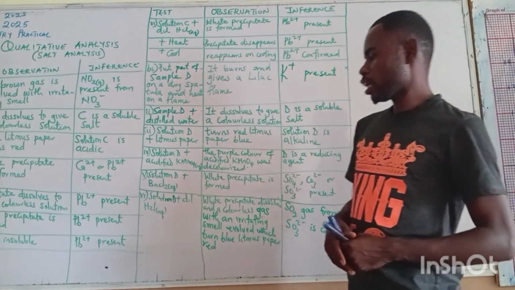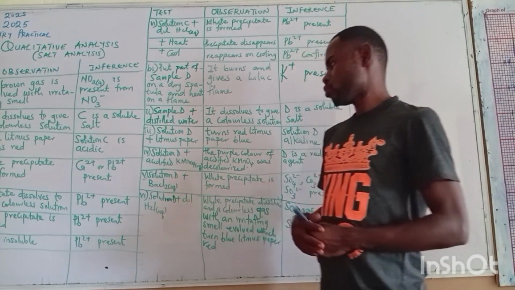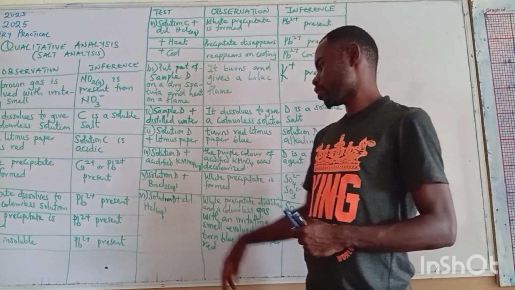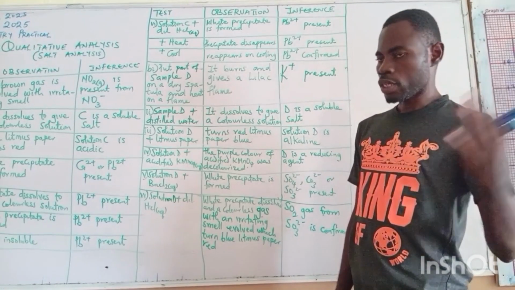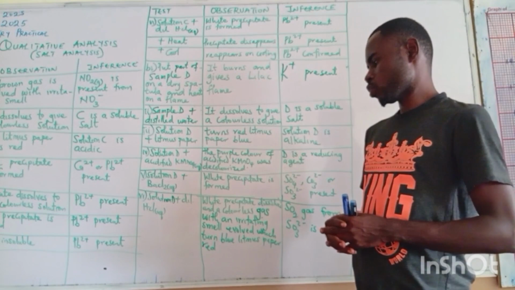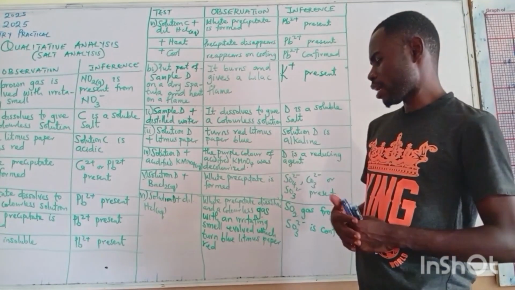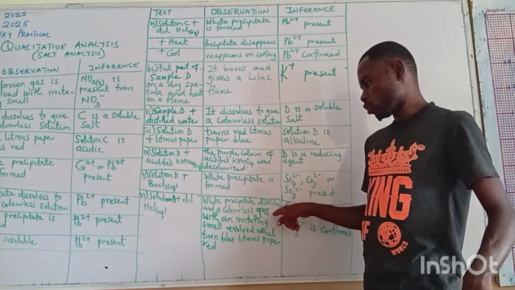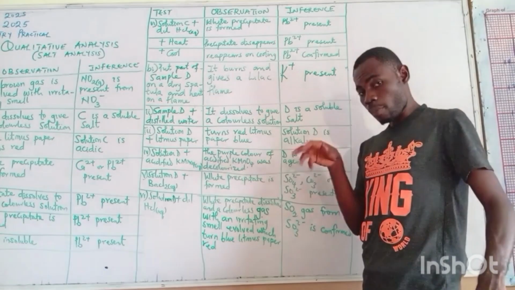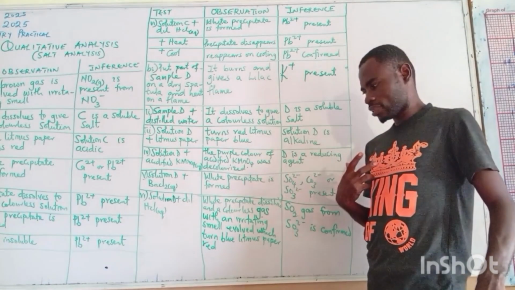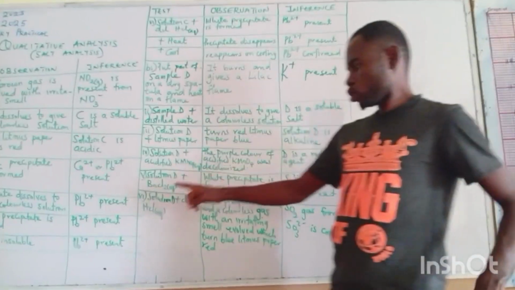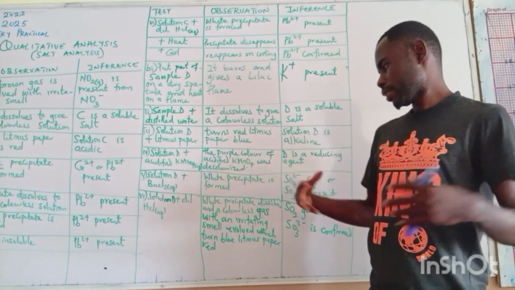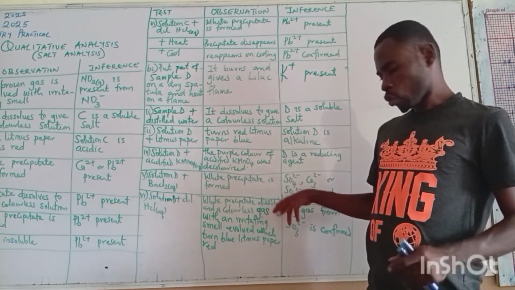And lastly, we have the third portion, to which we added dilute hydrochloric acid. That is solution D plus dilute HCl, and what was our observation? This one is very interesting, because we observed two or three things. The first observation was that after pouring hydrochloric acid on it, the white precipitate of that solution dissolved.